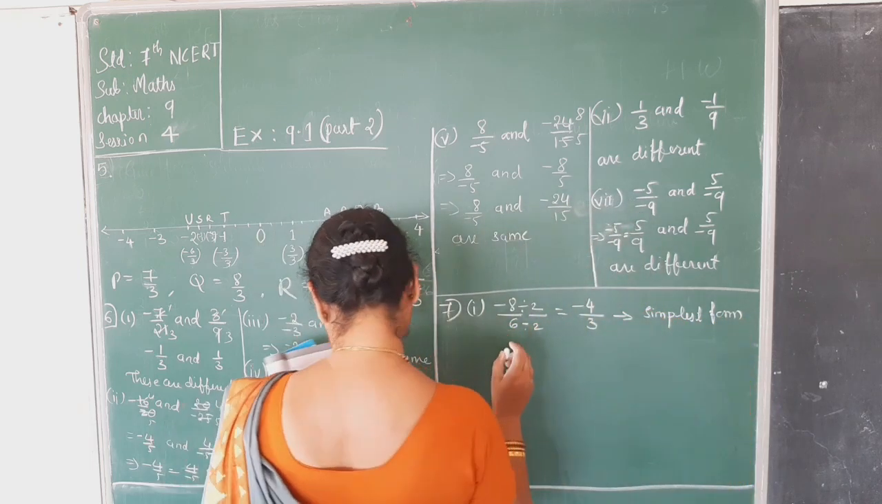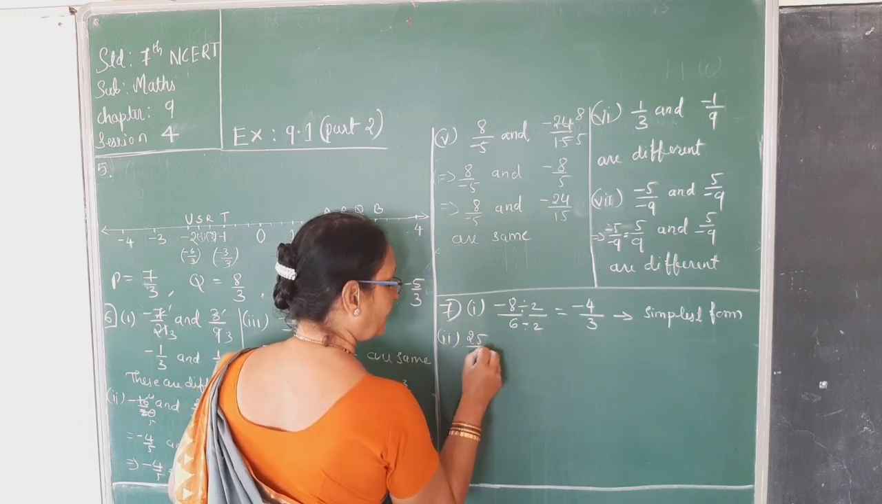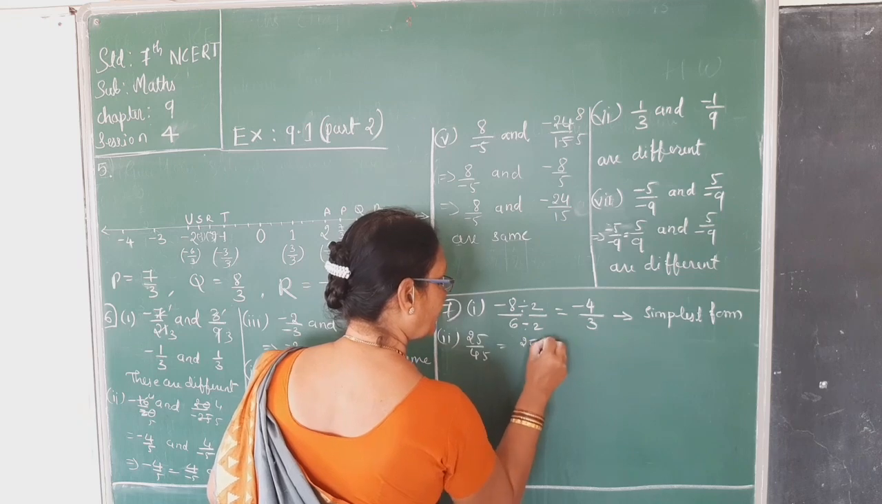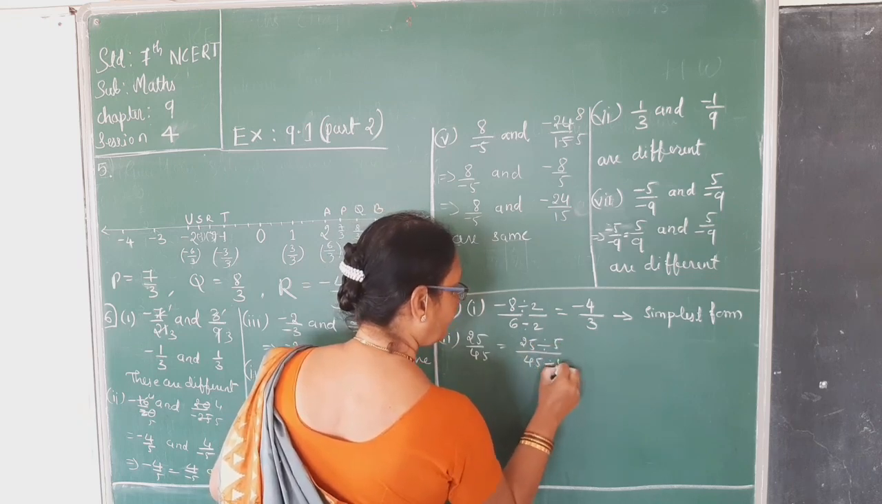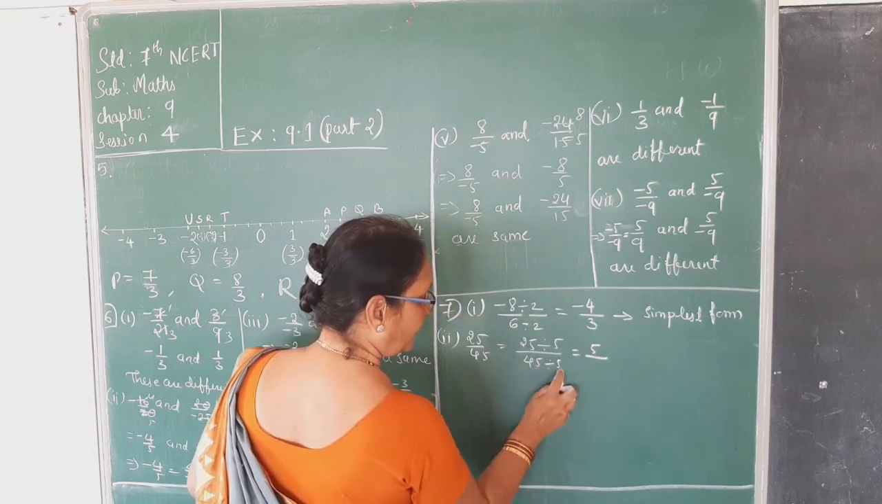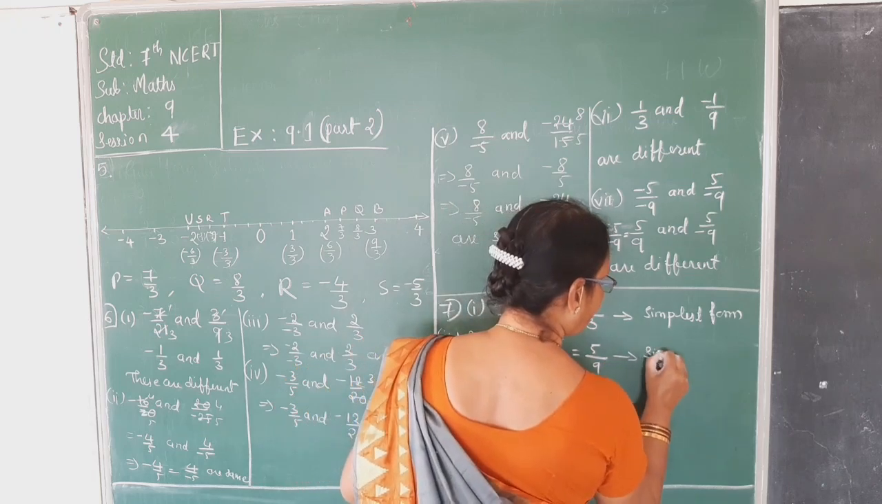Next, second one, 25 by 45. 25 divided by 5 and 45 divided by 5. 25 divided by 5 is 5. 45 divided by 5 is 9. 5 by 9 is the simplest form.